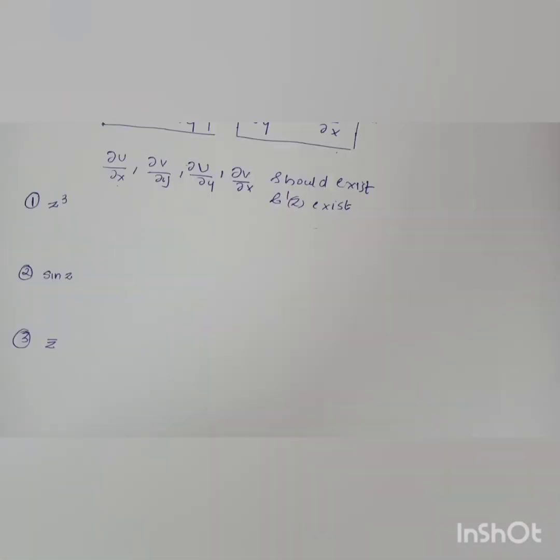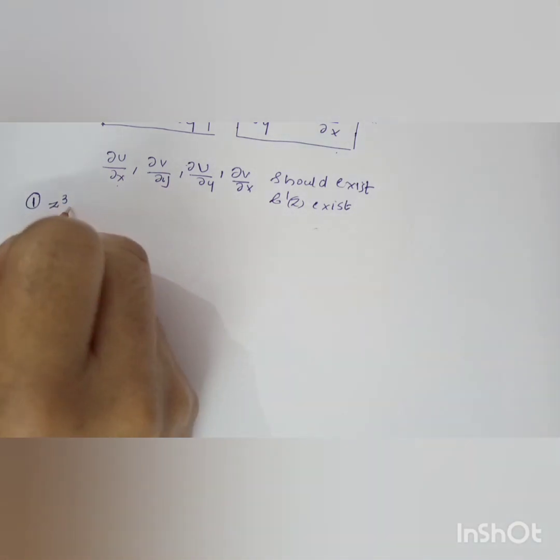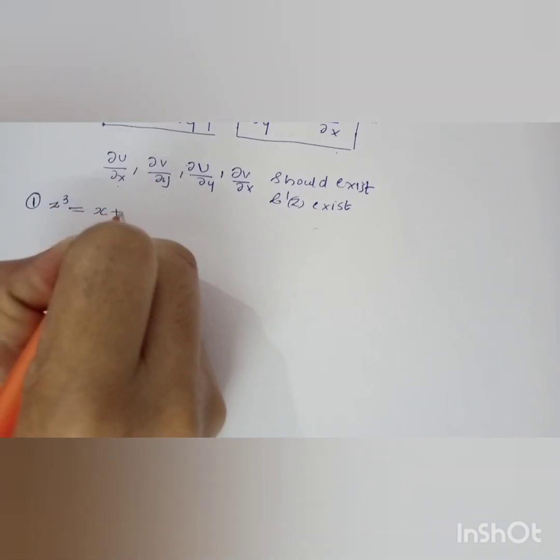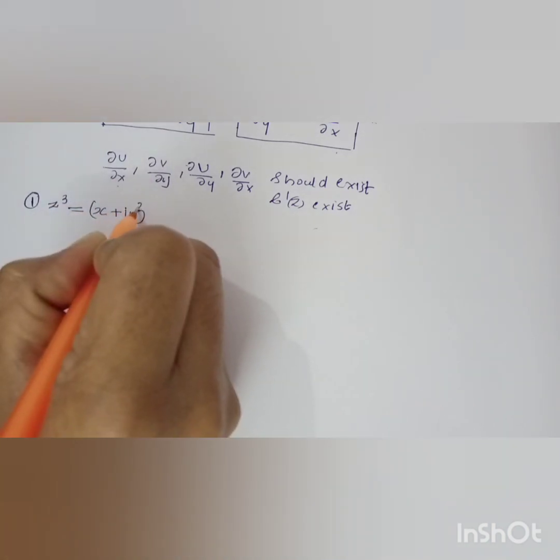Okay, so these are the questions we have to solve, to check whether each is analytic or not. First of all, we have to check the Cauchy-Riemann condition for these three functions, and check whether this condition is satisfied or not. If it is satisfied, the functions are analytic. So the first one is z cube, that is x plus iy whole cube.